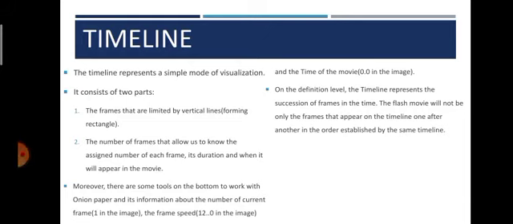Now at the definition level, how can we define this timeline? The timeline represents a succession of frames in time. That means at what time the particular frame will appear. Okay, that means succession of frames in time. The Flash movie will not be only the frames that appear on the timeline one after another in the order established by the same timeline. Okay, so this is what is known as the timeline.